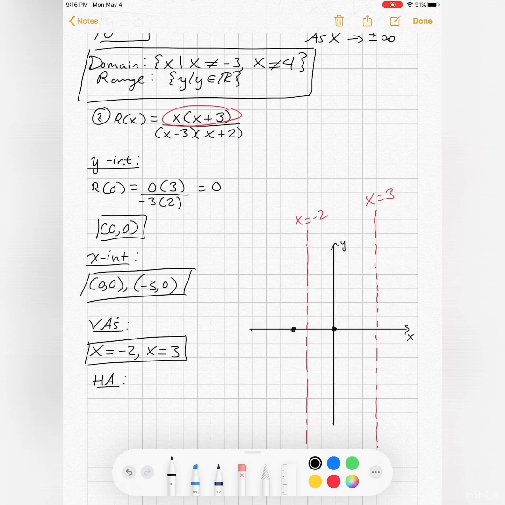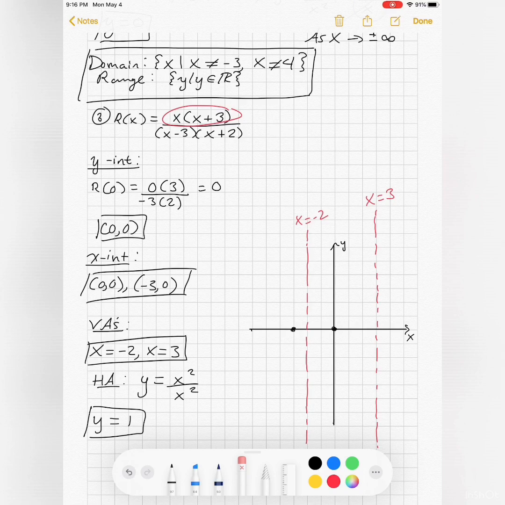Horizontal asymptote. Now I look at the degrees. The degree of the numerator is 2. The leading term is x squared. The degree of the denominator is also 2. The leading term of the denominator is also x squared. So if I divide the leading terms, my horizontal asymptote is y equals 1.